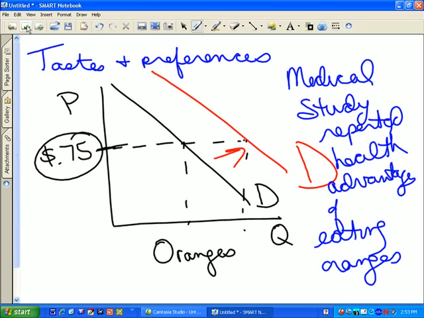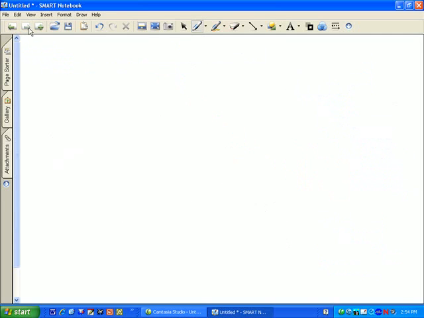Now, just to remind you from the previous video, remember if the price of this, in this case the orange, changed, you had a movement along the curve. Okay, but here prices are staying constant at 75 cents. We have an increase in demand, which is a shift to the right, because now more people want to eat oranges just because they've been labeled as healthier for you. So we buy more no matter what the existing price is.